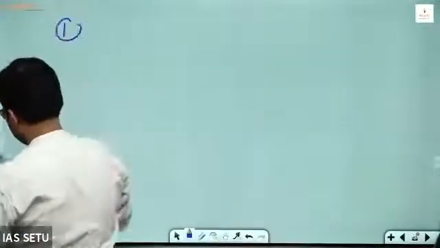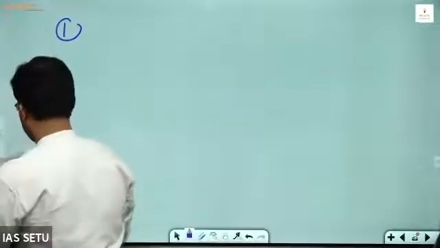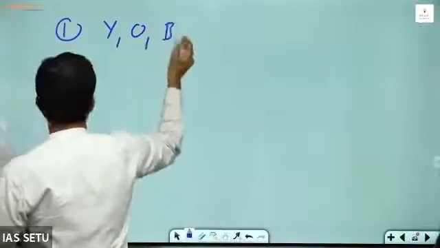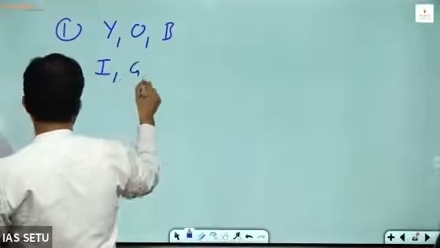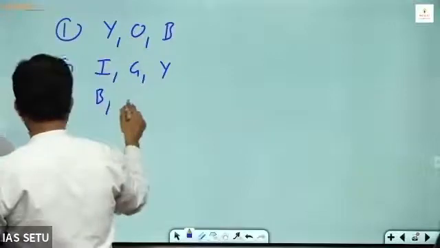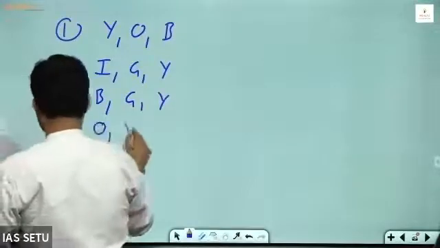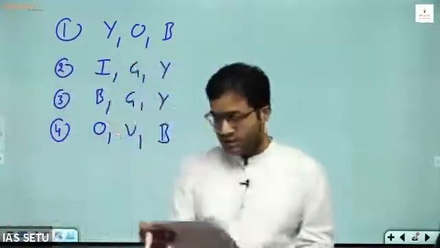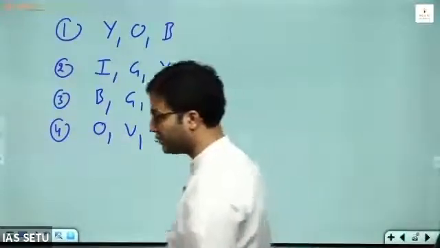First statement is: colors yellow, orange, blue are on the adjacent faces. Colors indigo, green, yellow are on the adjacent faces. Colors blue, green, yellow are on the adjacent faces. Colors orange, violet, blue are on the adjacent faces. Then it is asked what is the color of the face opposite to the face colored with orange.